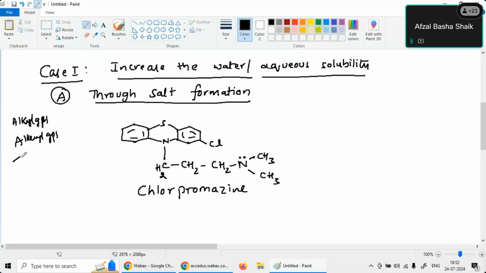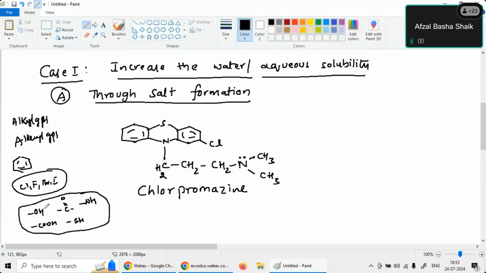In the previous class, rings like benzene rings all increase the lipophilicity. And halogens like chlorine, fluorine, bromine, iodine also improve the lipophilicity. Whereas polar groups like OH, COOH, CO, SH, NH all improve the hydrophilicity of a molecule.